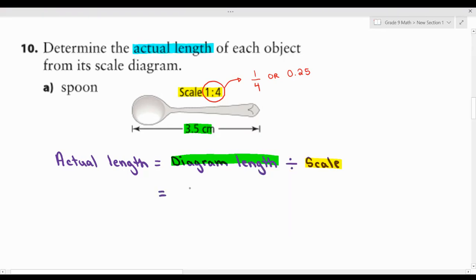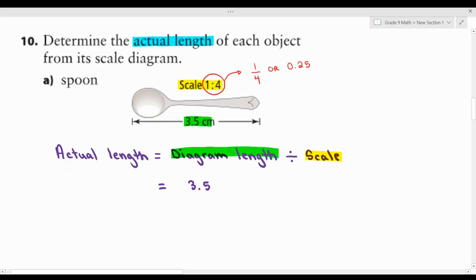So our diagram length was 3.5. And again, I'm going to just leave out the units while I do the calculation, and then I'll make sure I have the correct ones with my final answer. So we are dividing that by our scale, use the fraction or the decimal. I'm going to use the decimal for this question, so 0.25. So then the actual length makes sense. It should be a bigger number. Okay, so you'll have 14, and now I would include my units. So we would say that the actual is 14 centimeters.